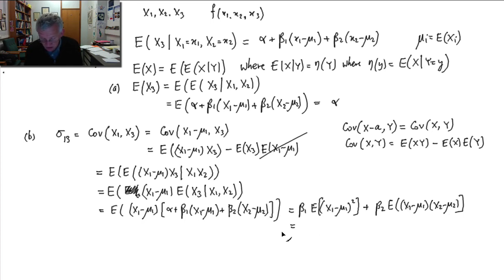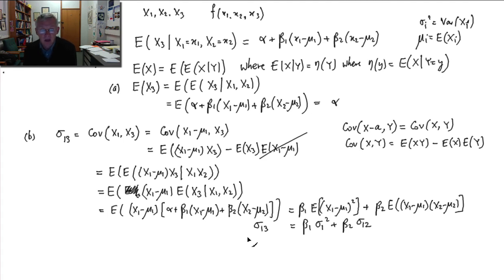So I can write this as beta 1 times, now I haven't actually said this, but we're given in the problem that the variances of each of the xi are sigma i squared. So we've got beta 1 sigma 1 squared plus beta 2 times the covariance of x1 with x2. And that's an expression for the covariance of x1 with x3.